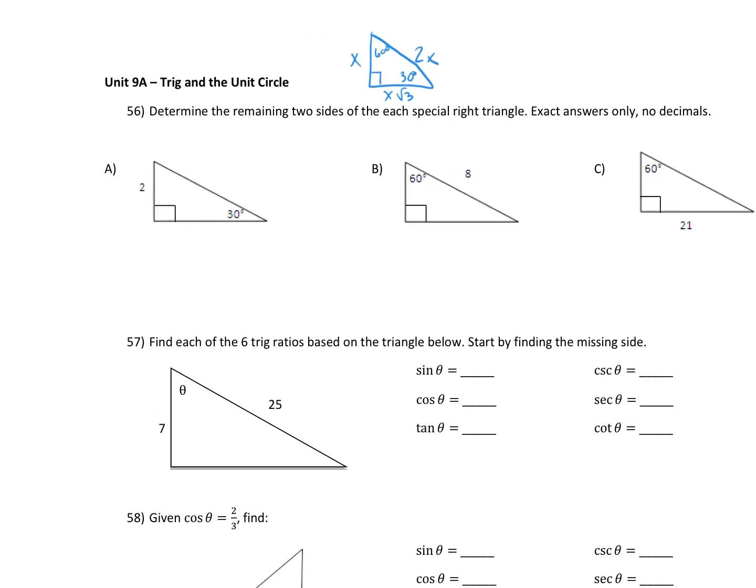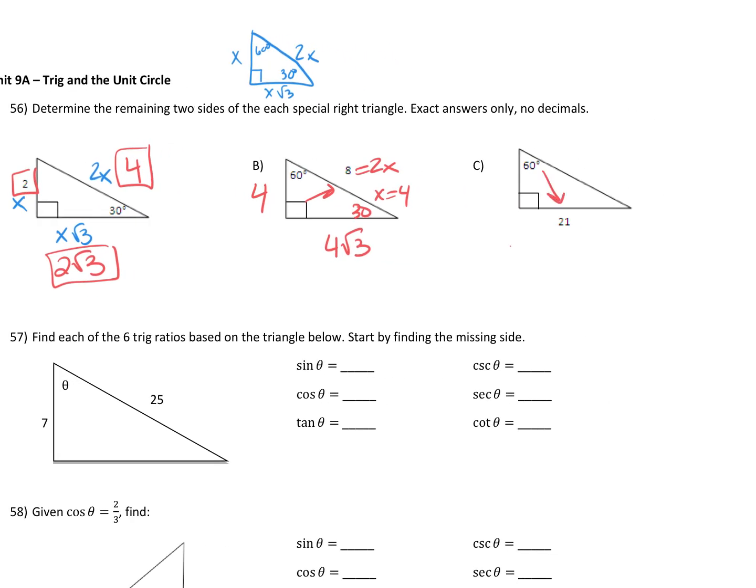So if I look at A, this is my x side, this is my x root 3 side, this is my 2x side. So that means this side would be 2 root 3, and this side would be 4, if x is 2. In this case, this is my 2x side, meaning that x is 4, so this side is 4, and this side would be 4 root 3.